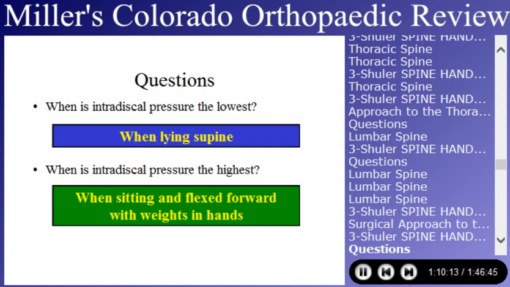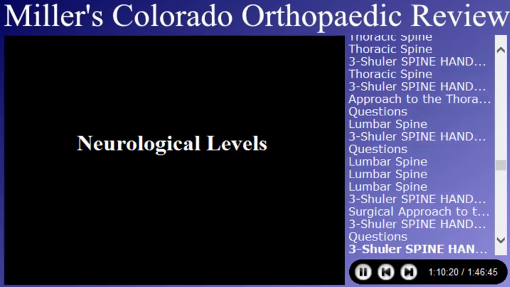Interdiscal, we already covered this. Supine, highest, blah, blah. Sitting, flex forward, weights in hands. Neurological levels, lower. L4, foot inversion.